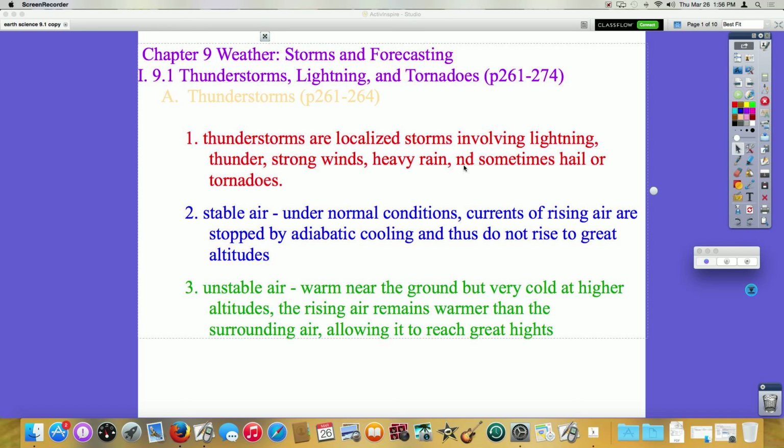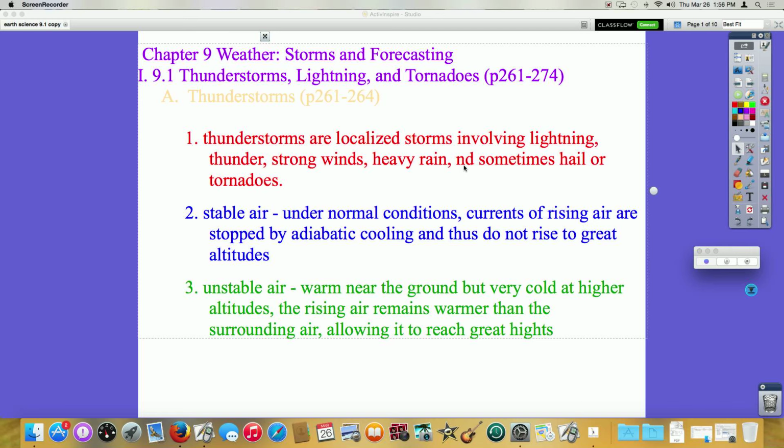All about weather, specifically here storms and forecasting. We've talked a little bit about weather phenomenon already in Chapter 8, and now we're going to be looking at some specific things such as in the first section here, thunderstorms, lightning, and tornadoes. We will also be talking about hurricanes later on in this chapter, as well as some forecasting equipment.